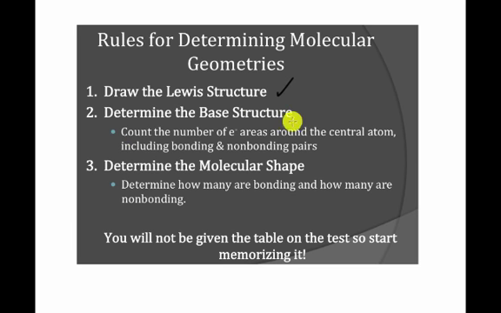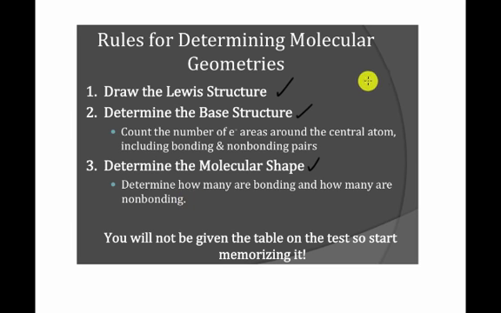Then 2, we're going to determine the base structure. Count the number of areas of electrons around the central atom, including bonding and non-bonding pairs. 3, determine the molecular shape. To determine the molecular shape, you're then going to determine how many are bonding and how many are non-bonding.